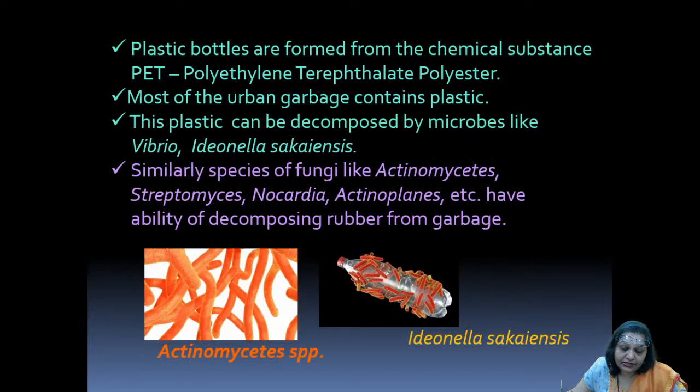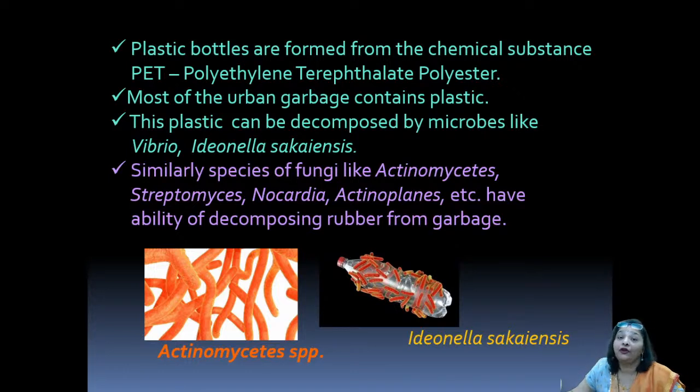Plastic bottles, we all use them every day. Every home has a plastic bottle, isn't it? Right, in some form or the other. So plastic bottles are formed from the chemical substance called polyethylene terephthalate polyester, that is PET. We call them PET bottles, right? Now, most of the urban garbage contains these bottles. Not only these bottles, the carry bags that people use are made up of very low quality plastic. So most of the urban garbage contains plastic bottles and low quality plastic.